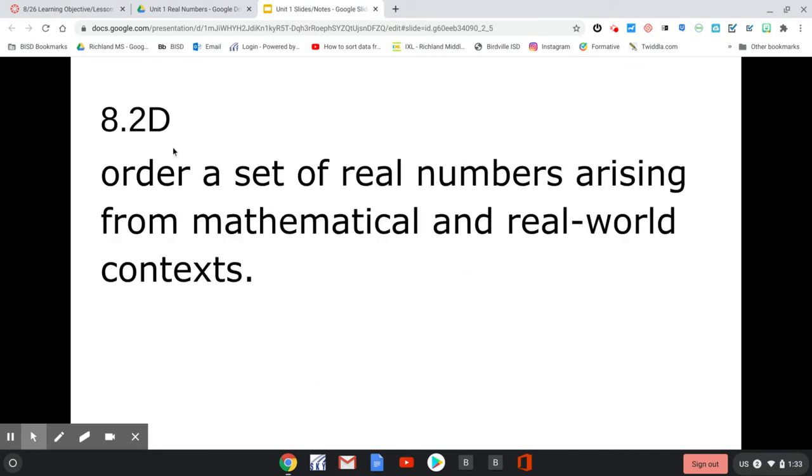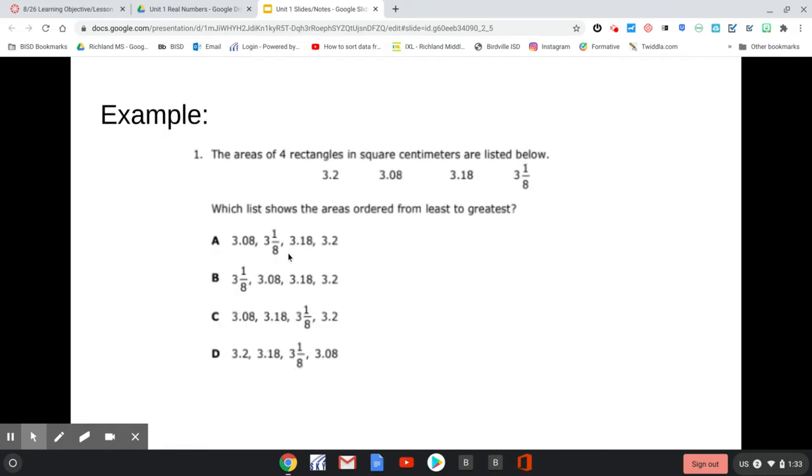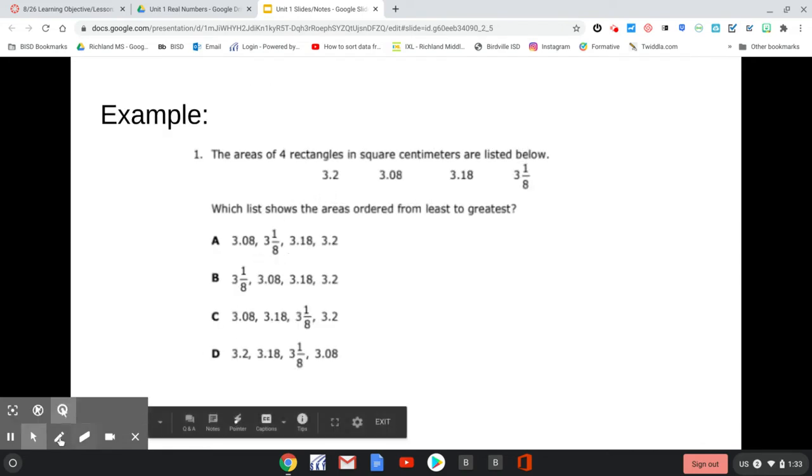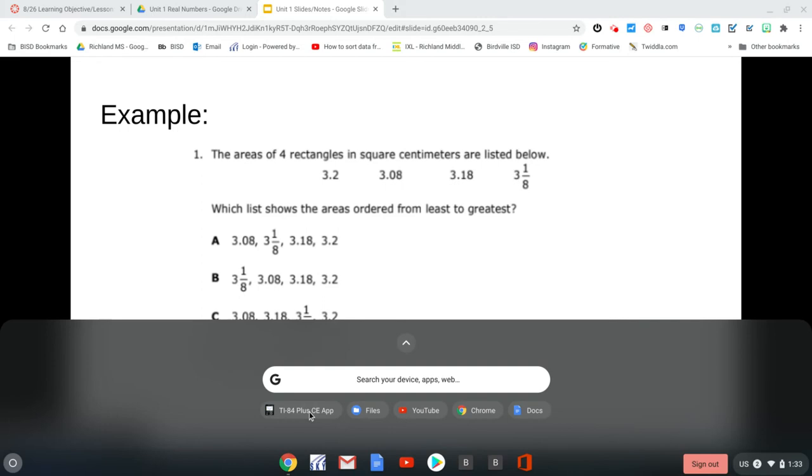So we need our calculators. We're going to order, this is 8.2D, we're going to order a set of real numbers. And we already did the notes. Here's our first example. So let's try to do this. And we need our calculator. So get your calculators out.